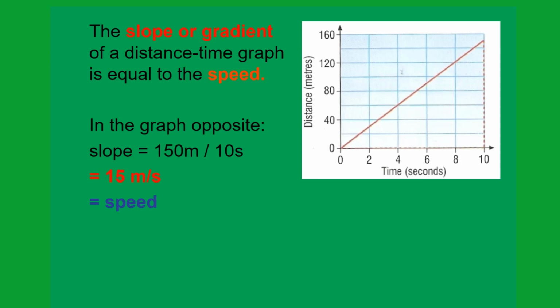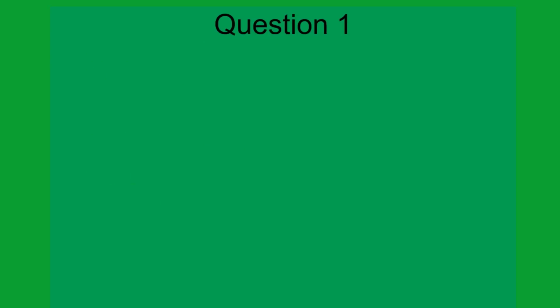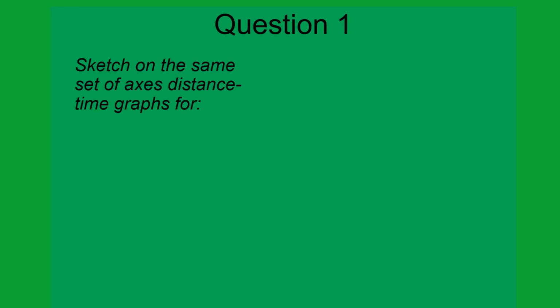So the speed of the moving object is 15 meters per second. Now question number 1. Sketch on the same set of axes the distance-time graph for a car moving at steady speed.